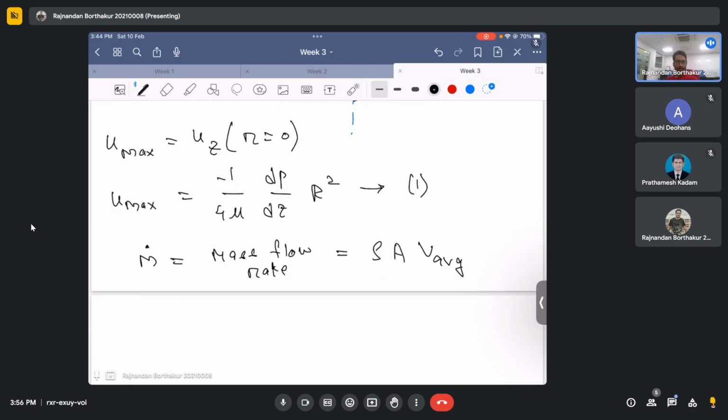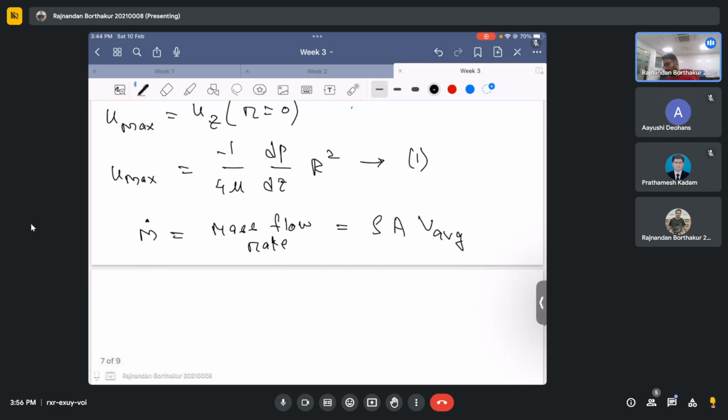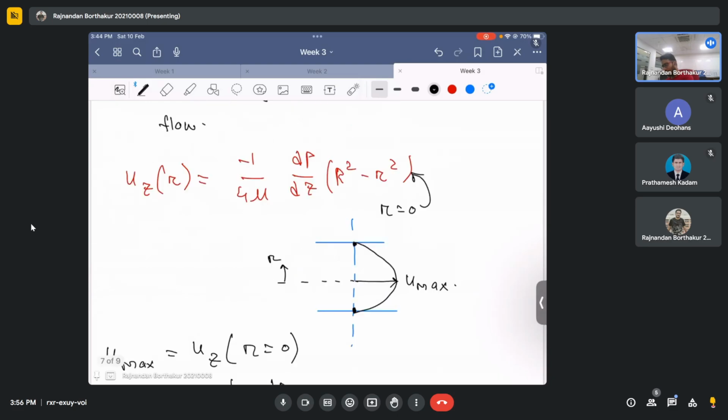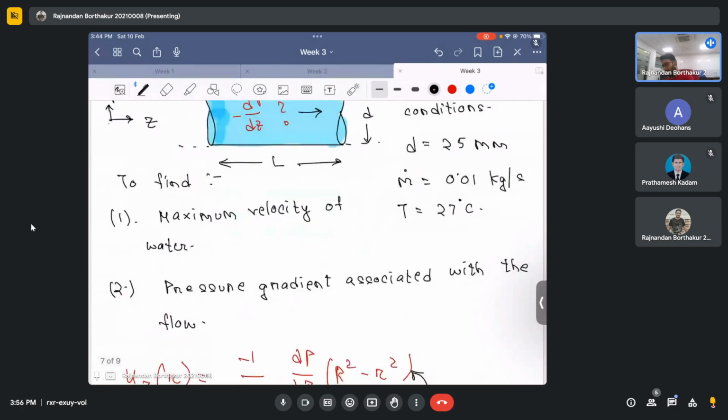Did you get the idea? Did you understand why we used the average velocity and not the maximum velocity here? I hope you have. Okay. Now, since the mass flow rate is known, V average is m dot divided by rho times the area. And m dot is given to us. How much is m dot? m dot is 0.01 kg per second.